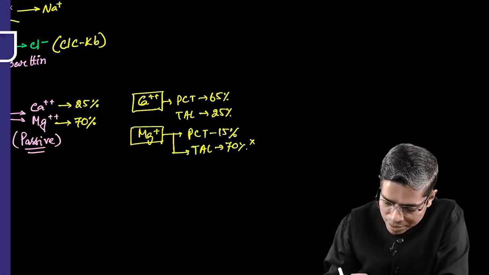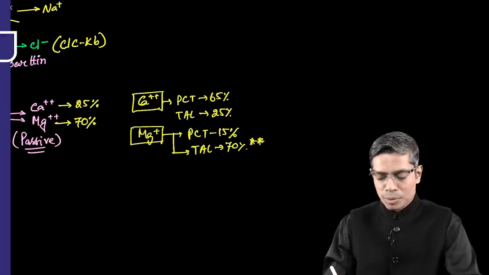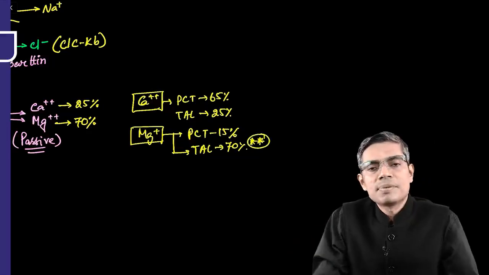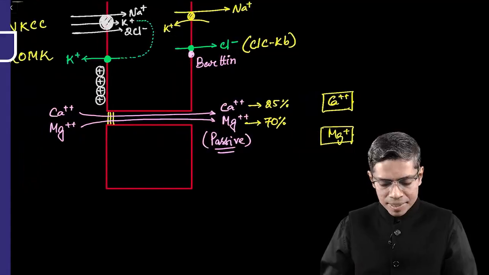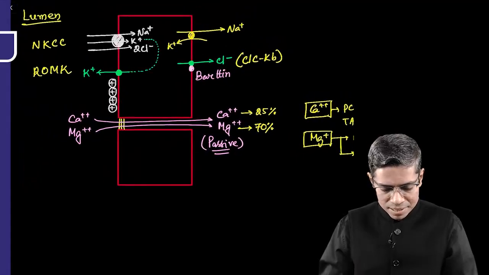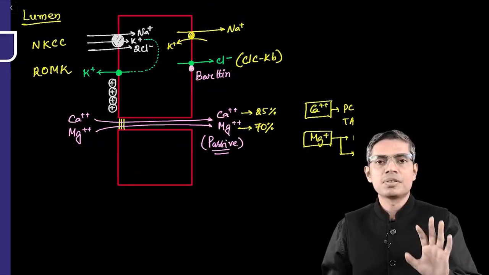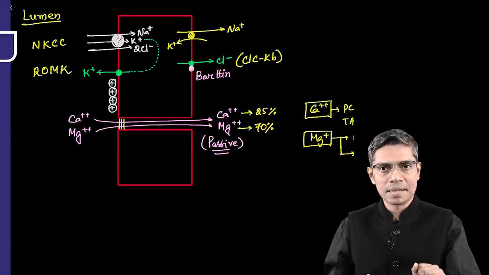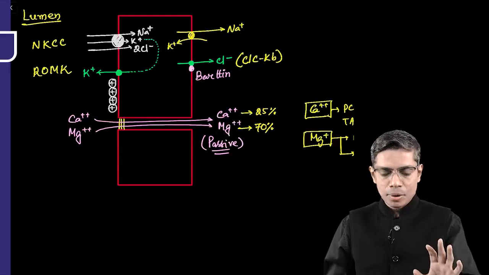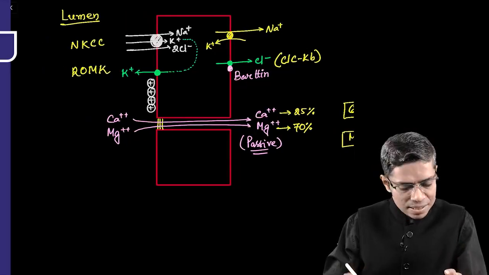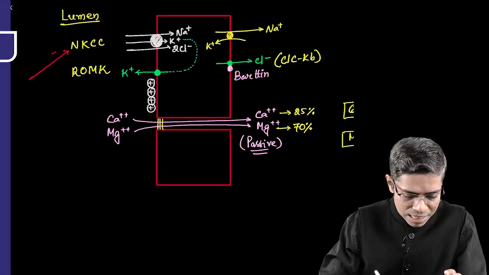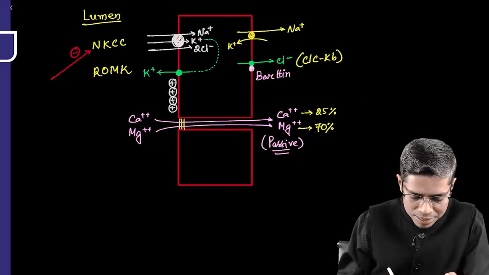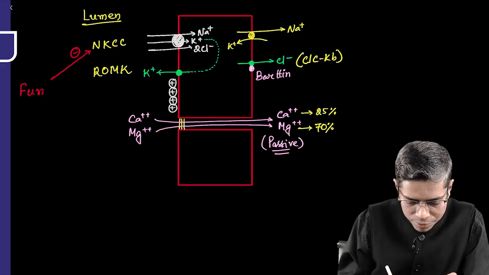That's why this can be an MCQ: maximum reabsorption of magnesium occurs in which segment of the nephron? That is the TAL, and a passive process. Now we know the various mechanisms by which sodium reabsorption occurs at the level of TAL, right? Very important is this NKCC transporter. I told you already that this transporter is inhibited by your diuretic, that is furosemide.